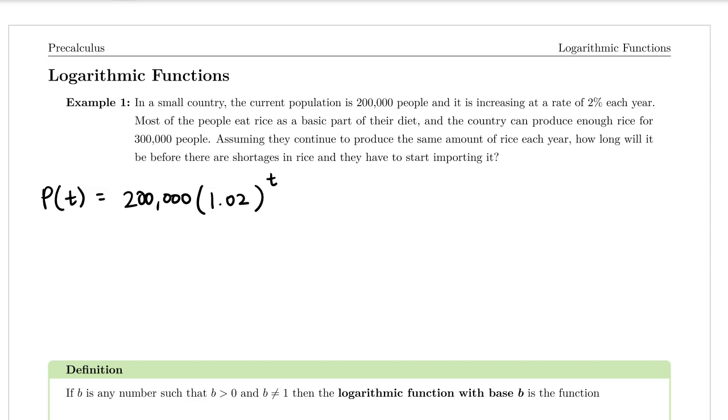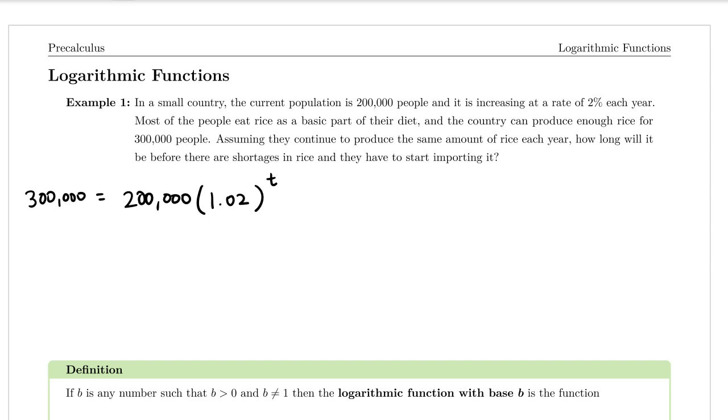Now, we are trying to figure out the amount of time it takes before our population reaches 300,000. And remember, P of t represents the population. So what if we replace P of t with 300,000? And our goal is to solve for t.